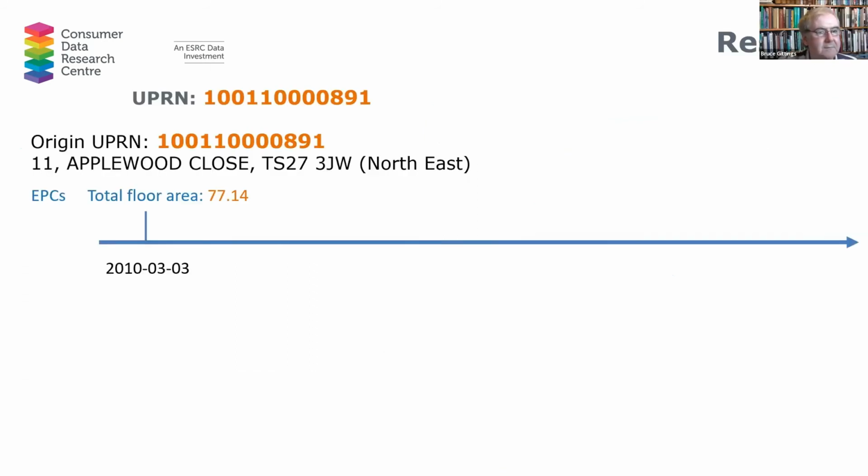With these ideas, I can show you some neat results. Once we conduct this linkage, we are able to know, for any given UPRN, what the property size is. Here is a fake original UPRN, which ends with 891, and you can see the floor size is 77 square meters.